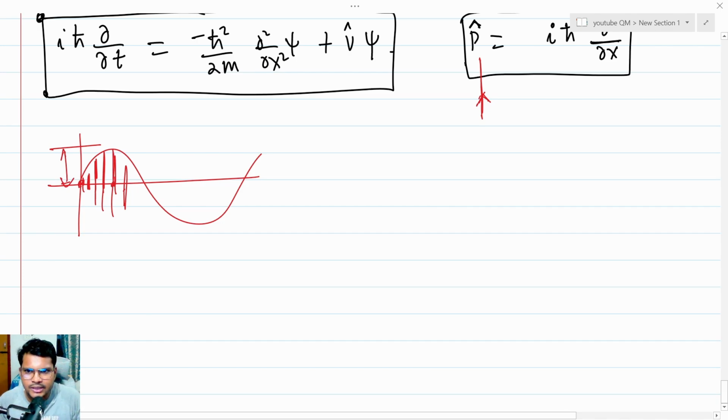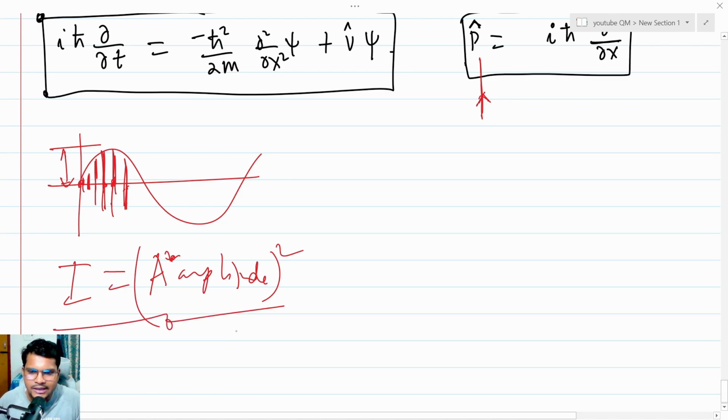And depending on the intensity, we say that these particles have tremendous energy and so on. So I becomes what? Amplitude square. This is the amplitude of the wave, amplitude square. So I will tell you the intensity of the wave. The more the intensity, the more you can say that finding the particle is huge. Now psi is a quantum wave function.